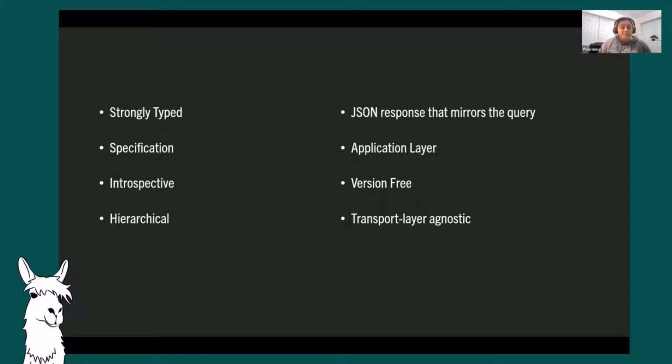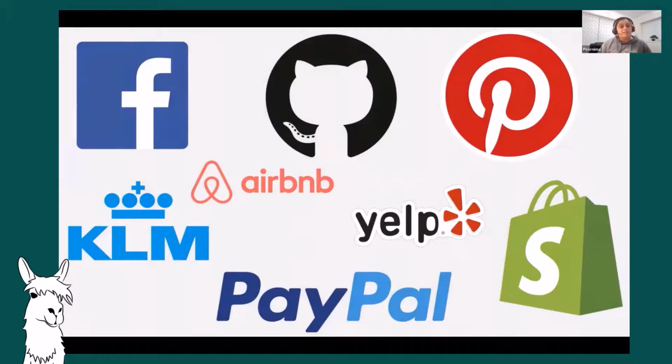And finally, GraphQL is transport layer agnostic. Even though HTTP is the most popular way of using GraphQL, it is transport layer agnostic. There are some big players in the market with GraphQL these days. Facebook, of course, started it. GitHub, Pinterest, Shopify all have GraphQL APIs which support developers.